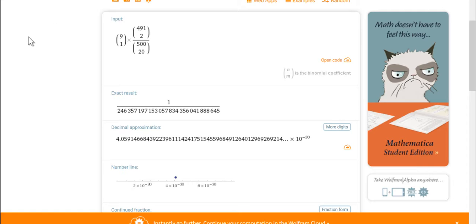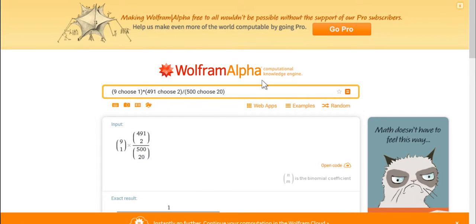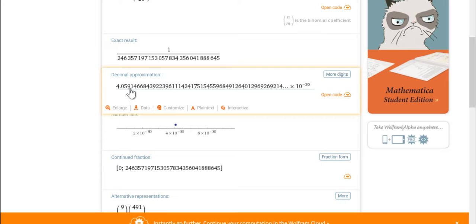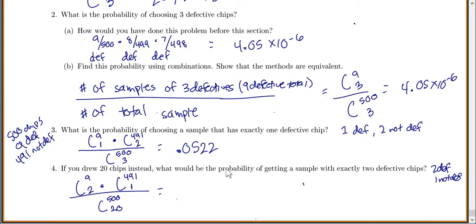So I went to this website called wolframalpha.com. And I use this a lot. If you have integrals, derivatives, it'll take almost anything. And I tried to figure out how to put in that 9 choose 1. I could just type out parentheses 9 choose 1 times 491 choose 2 over 500 choose 20. And it tells me this is 4.059 times 10 to the negative 30. So that's why my small calculator didn't like it. Because we're asking to get 2 defective chips, there's not very many defective chips in there, and so that probability went way down.